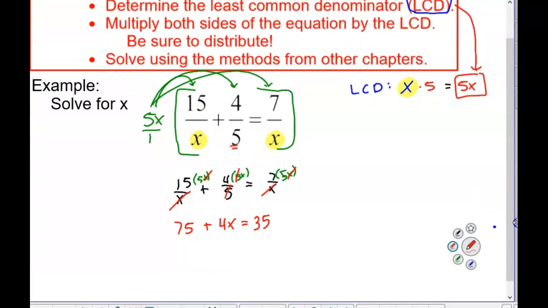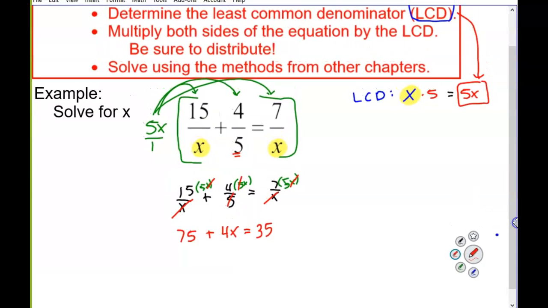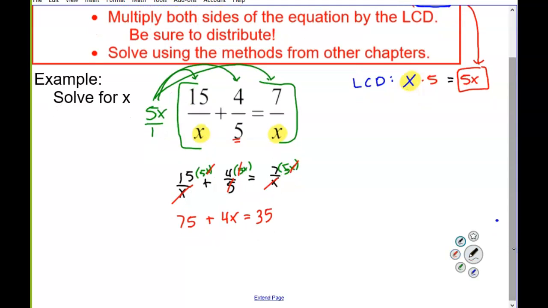Now, hopefully it's a much friendlier solving process than it was originally. I'm going to subtract the 75, divide by 4, negative x equals negative 10.